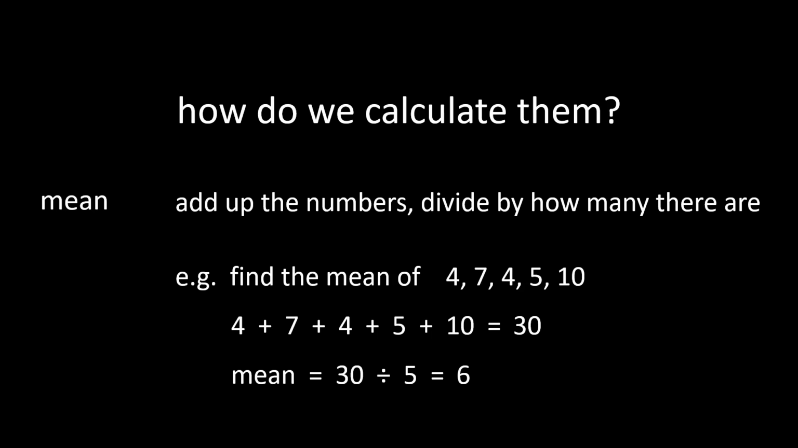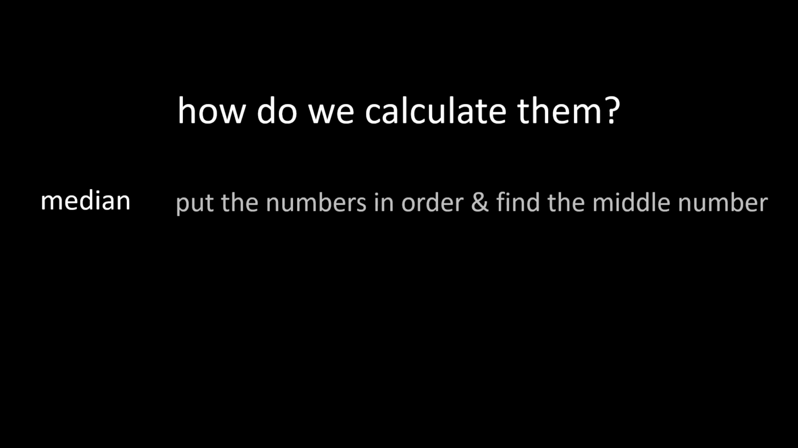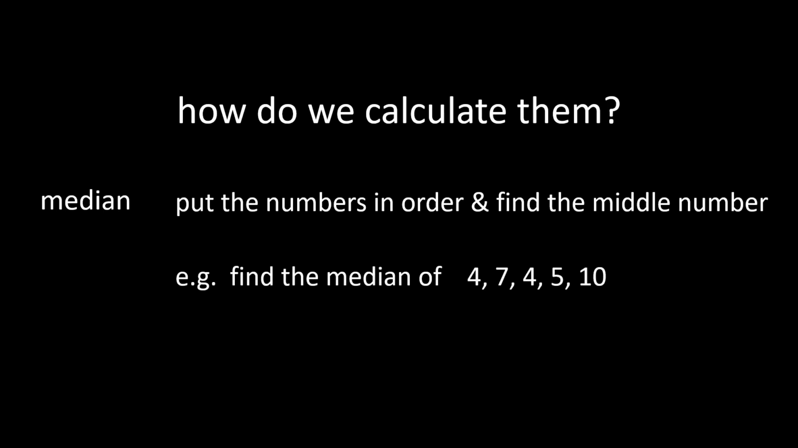Okay, so how do we calculate the median? Well, first of all, we've got to put the numbers in order, and then we're going to find the middle number, and that's what the median is. So let's have a look at that same set of numbers, 4, 7, 4, 5 and 10. First of all, let's put them in order, and we normally put them in ascending order, going from small to big, but because we're finding the middle number, we could do it either way, but the convention is to go from small to big. Now to find the middle number, we'll cross one off the front and one off the back, and the next one off the front, next one off the back, and there's our middle number. So for those 5 numbers, the median is 5.